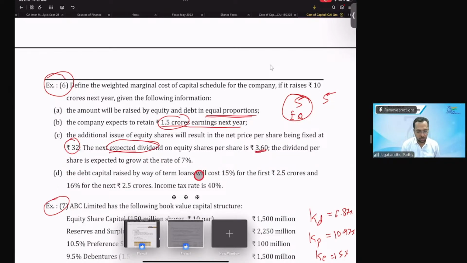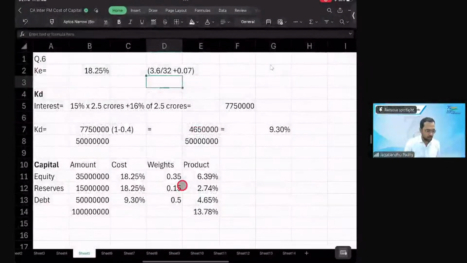So get the cost of debt, everyone. It will be simple. You take the total interest, which is 15% of 2.5 crores plus 16% of the remaining 2.5 crores. That's 77 lakh 50,000. So the cost of debt will be 77 lakh 50,000 into 1 minus 0.4, divided by 5 crores.